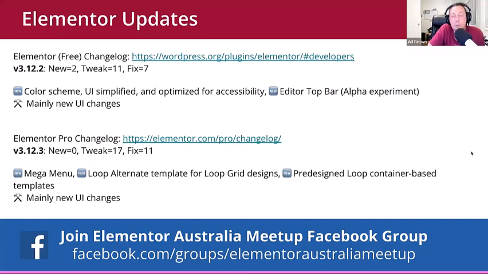John and I were talking about that offline just before this meetup, so we'll probably cover that in the next couple of months. And there's a couple of things. They released the loop grid a couple of versions back. But now they've got what's called a loop grid alternate template, which means you don't have to have the same look for all your posts. You can specify which ones you want to look a little bit different.